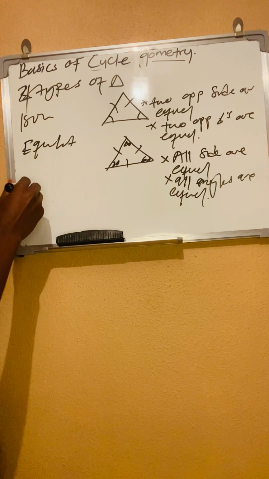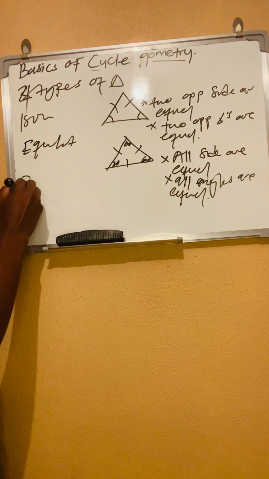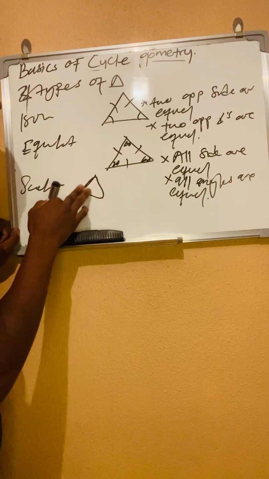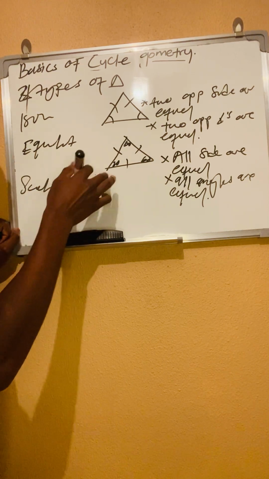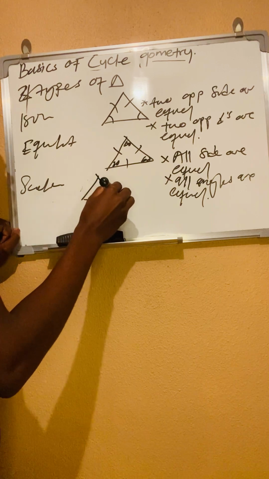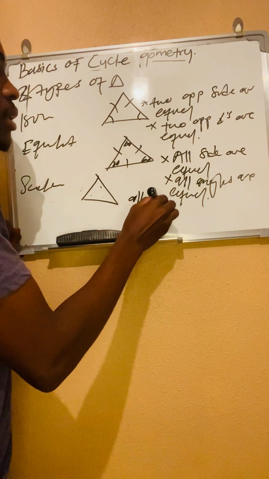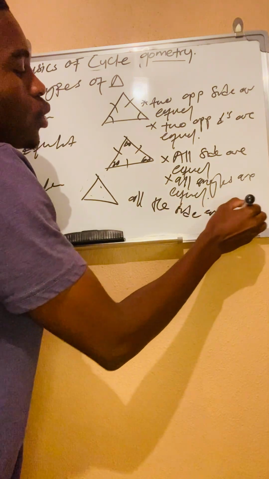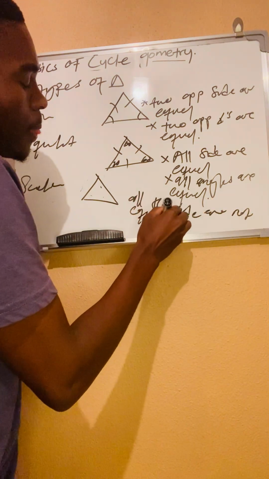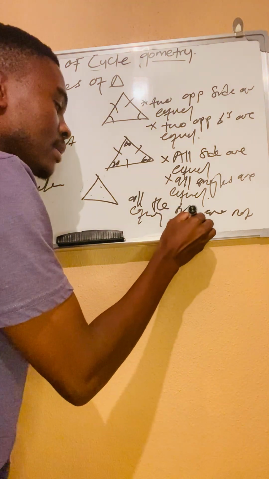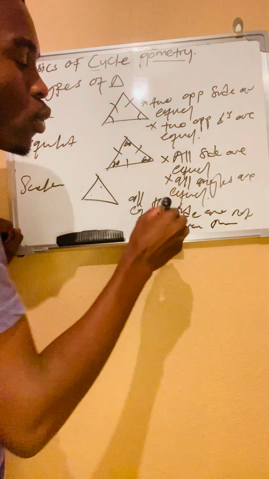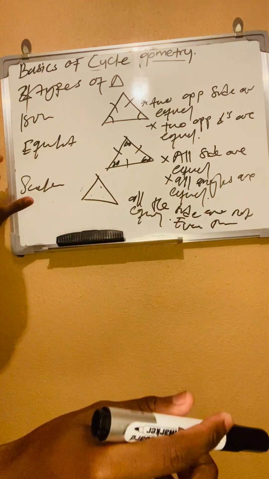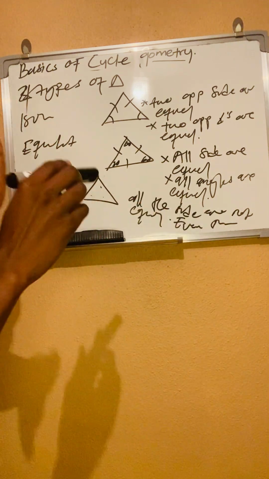Then we have this guy called the scalene triangle. Scalene triangle: all the sides are not equal, even the angles are not equal. So in a scalene triangle, all the angles are not equal and all the sides are not equal.